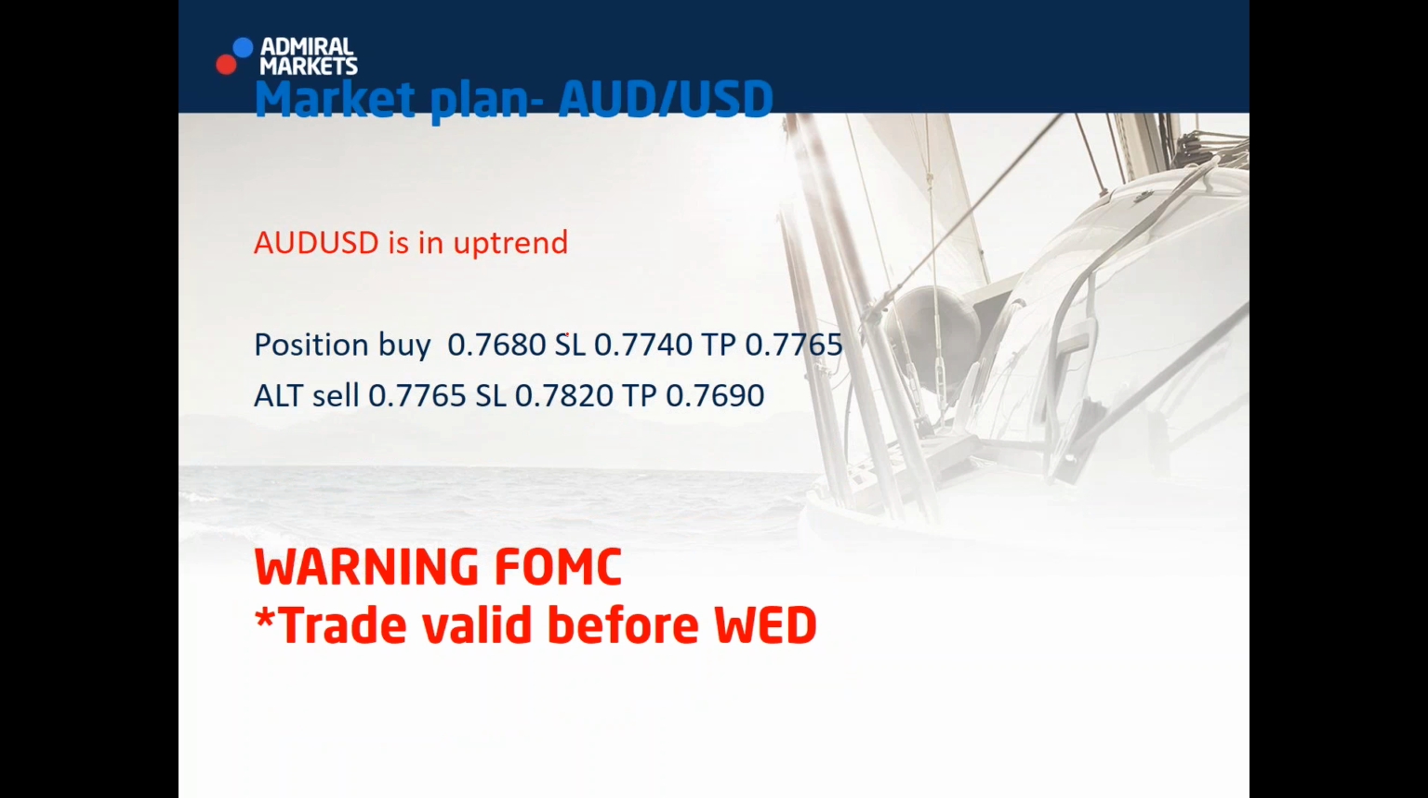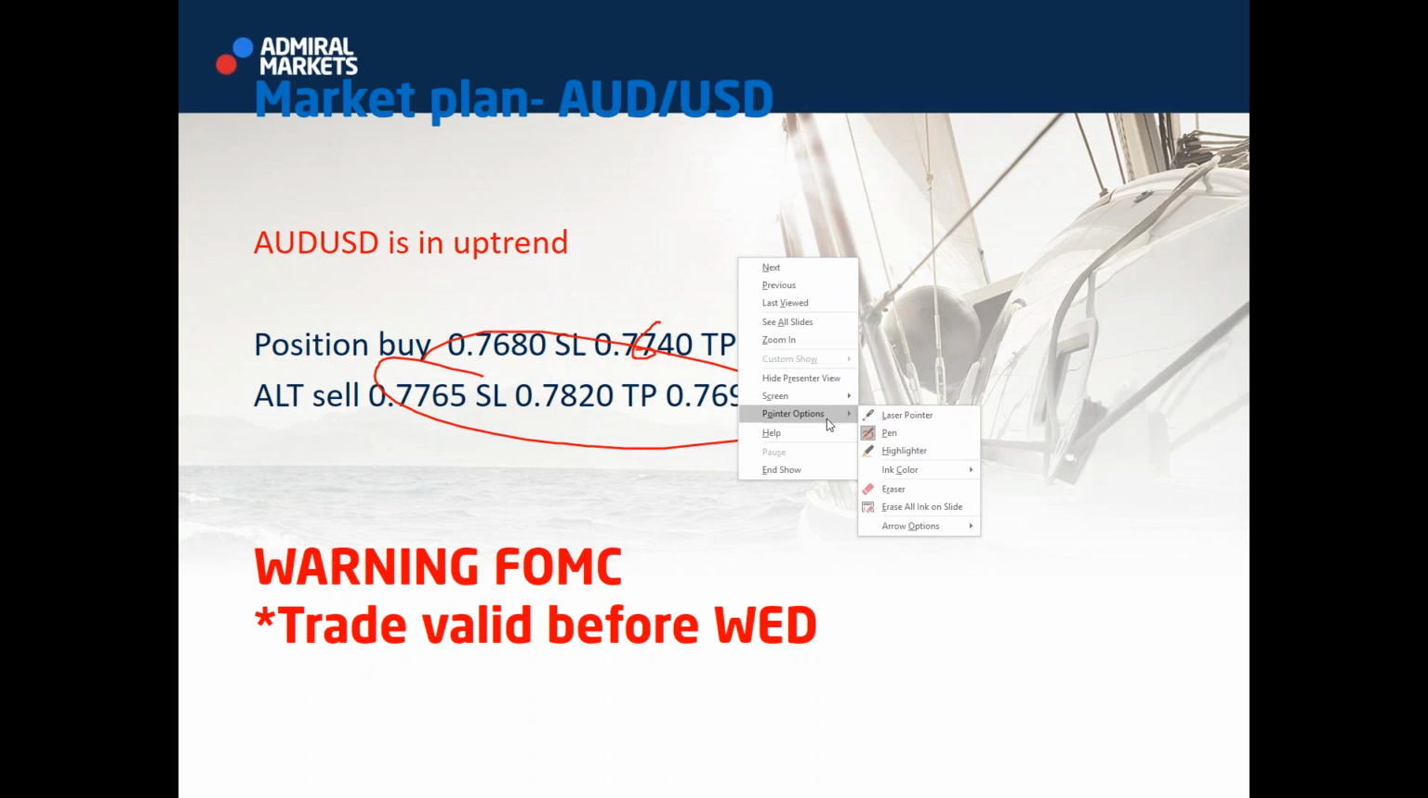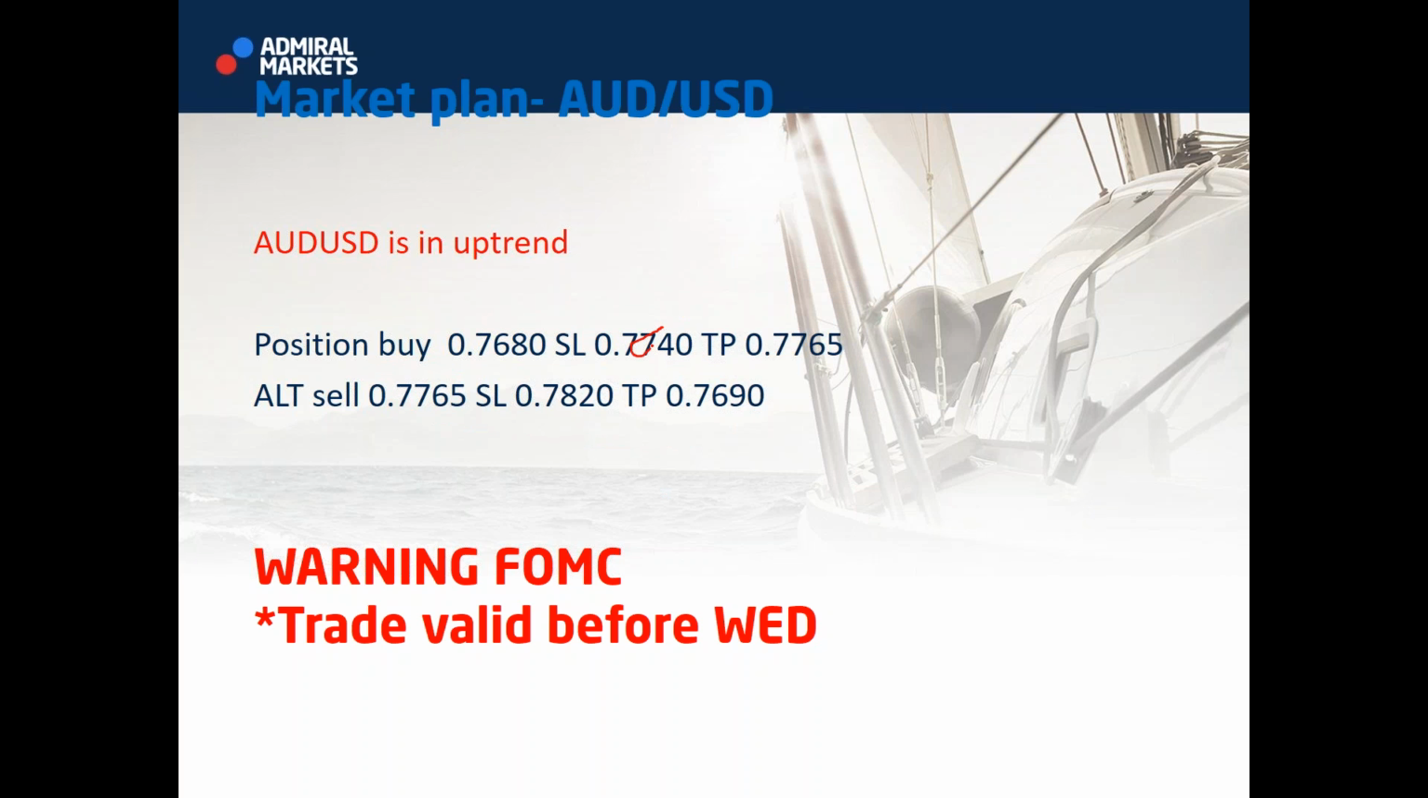Same with Australian dollar, it's in an uptrend now. We can buy, we can sell. 76.80. Okay, sorry, this is wrong. This is good, and this is 76.40. I will correct this. So 76.40. Just for future reference, I will change this. Okay, let me correct this. So Australian dollar, 76.40 is the stop loss.